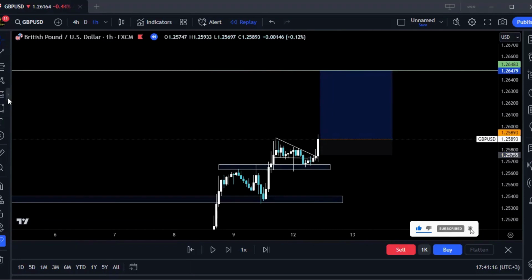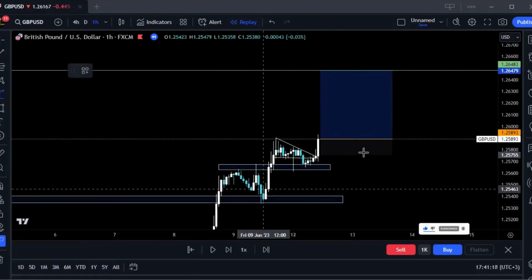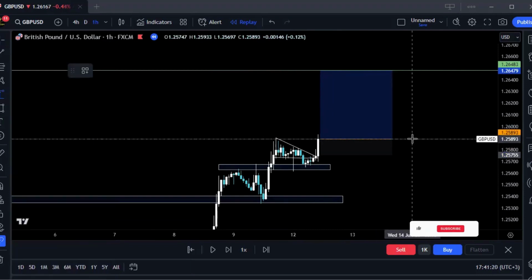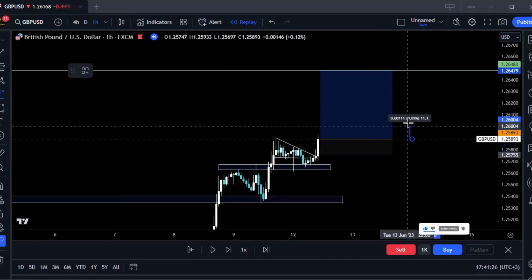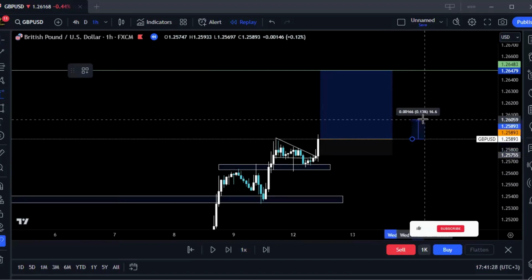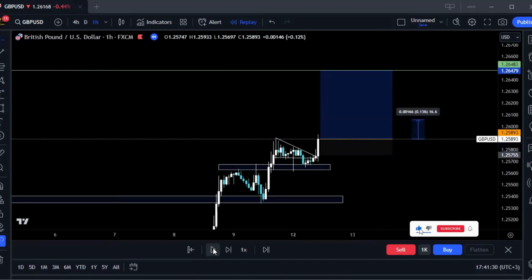How many pips are we risking? We are risking about 14 pips. So the moment we hit 16 pips, we need to be break even. Let's see how it goes.